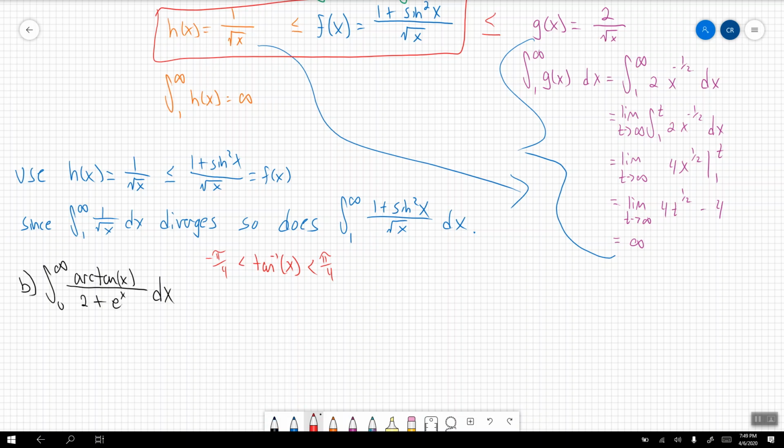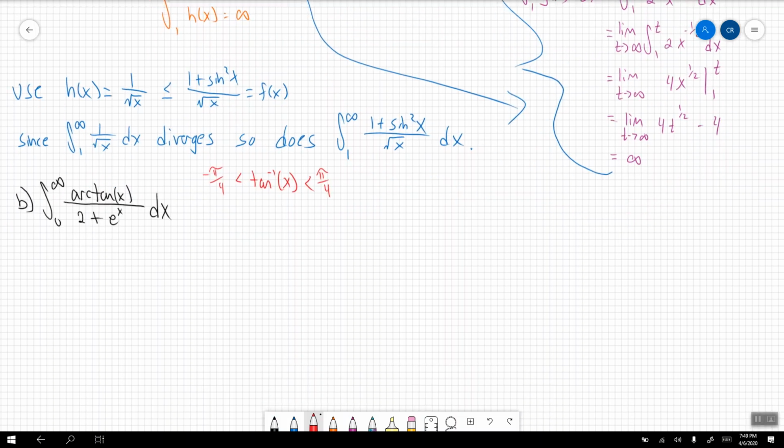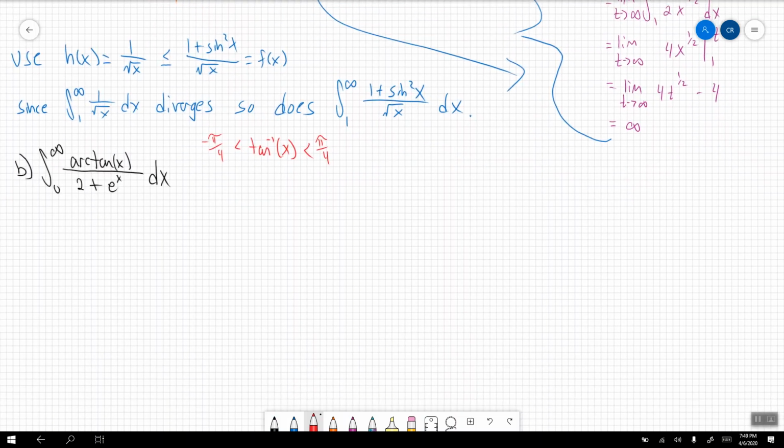As I'm looking at this comparison, I want to make sure I grab the correct function. With pi divided by 4, I'm going to be able to get some good values out here. So let's try this comparison here. I want arctangent of x divided by 2 plus e to the x, and we'll see if we can get some functions here to help us out.